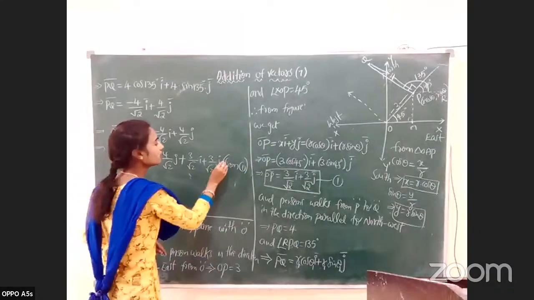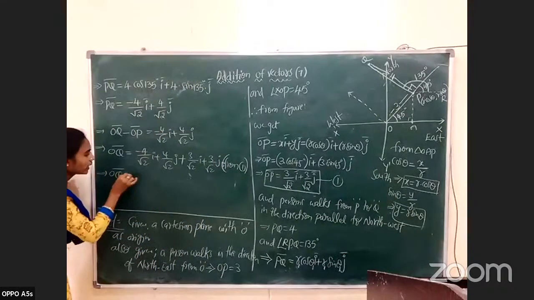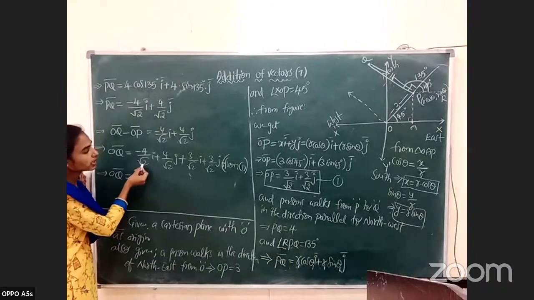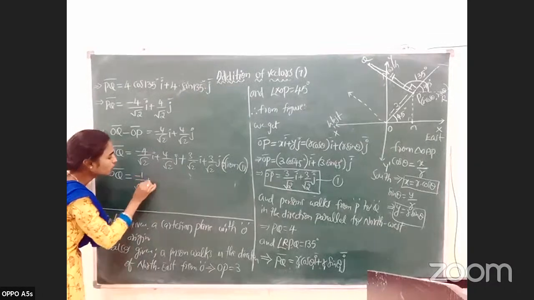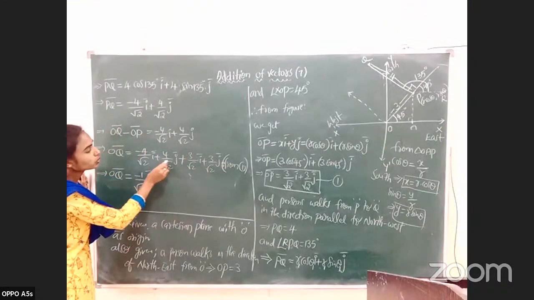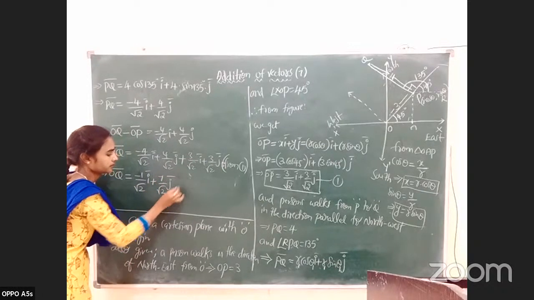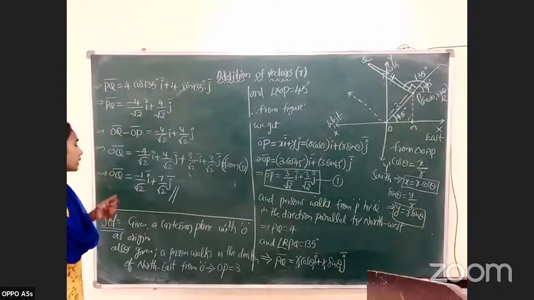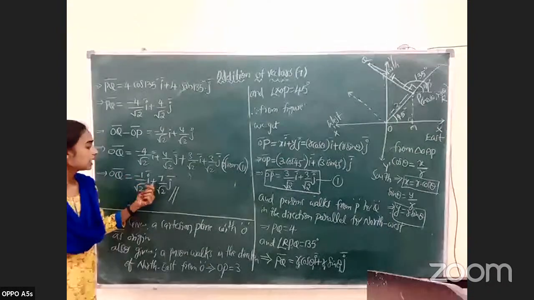From 1, substitute the value of OP, then we get the value of OQ. Then the OQ vector is equal to minus 4 by root 2 i plus 3 by root 2 i, which means minus 1 by root 2 i, plus 4 by root 2 j plus 3 by root 2 j, which means 7 by root 2 j. The question is to express OQ in terms of i and j. So here we get OQ in terms of i and j, which means find the vector equation. So here the vector equation of OQ is minus 1 by root 2 i plus 7 by root 2 j.